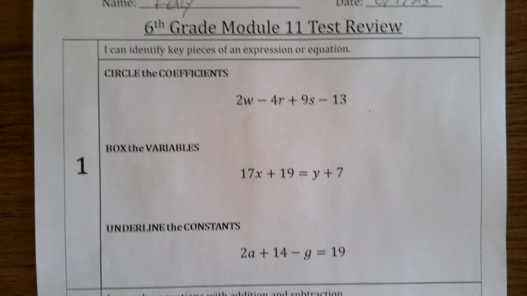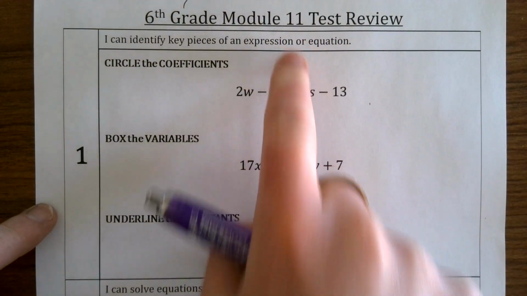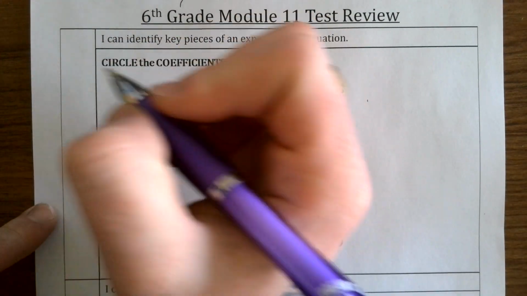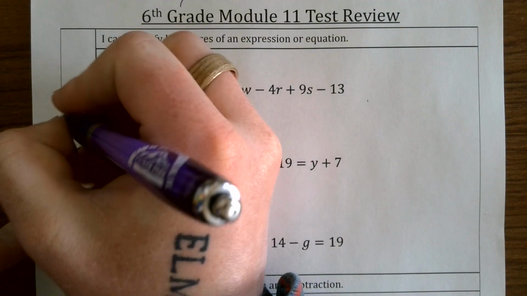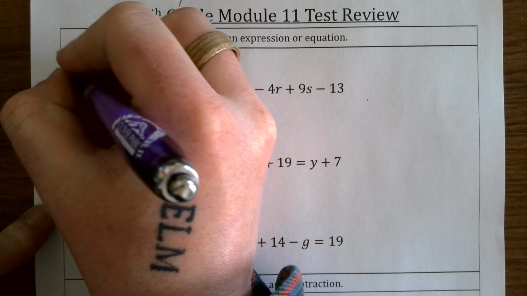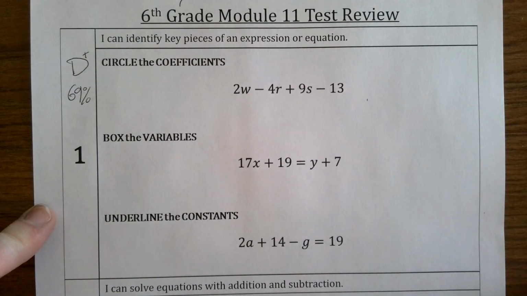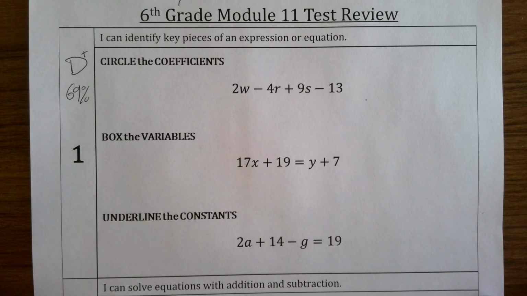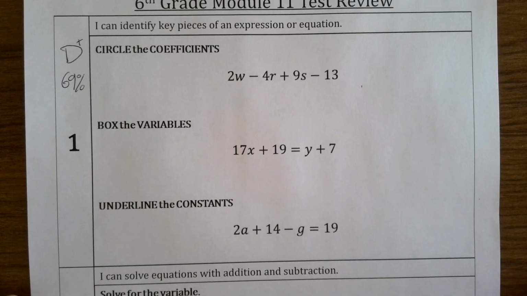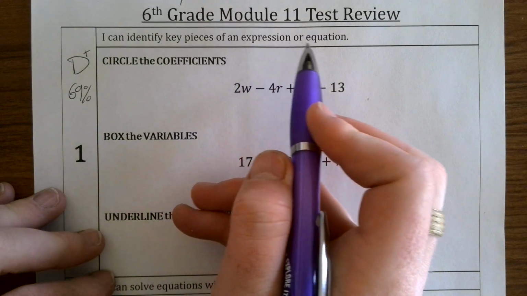All right, level 1. And remember, you want to use your Module 11 packet for a lot of this work. Level 1 is 69%. That is a D plus, almost a C minus. All right, so this first part, level 1: I can identify key pieces of an expression or equation.